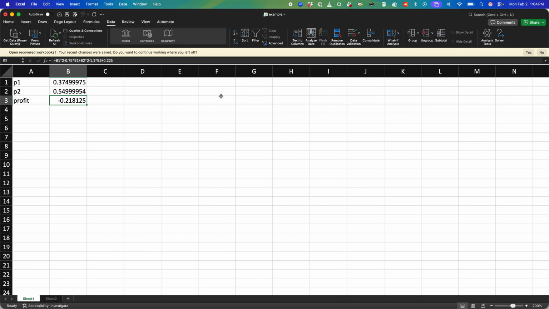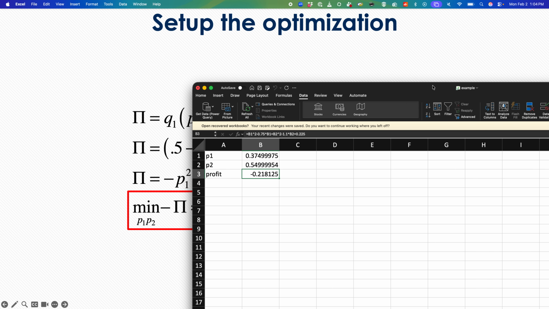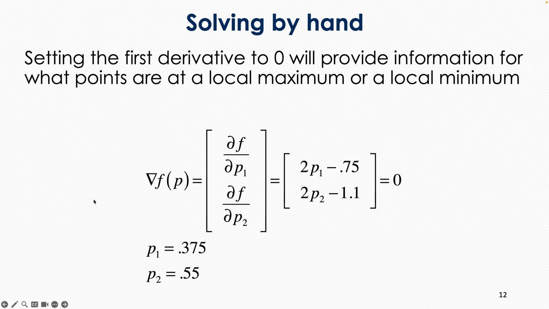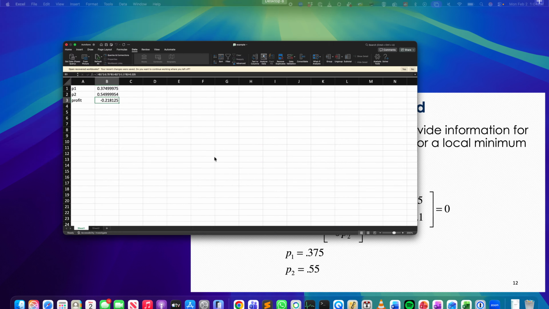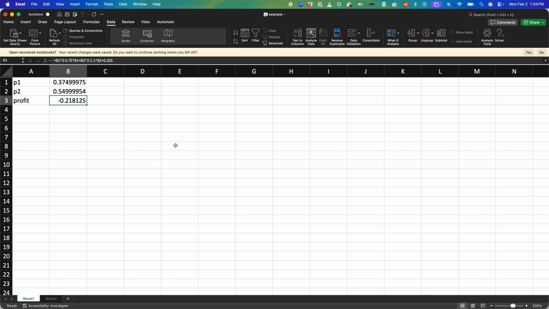If you remember, my answer was 0.375 and 0.55. And here our answer is 0.374999975 and 0.54999954, so 0.55 and 0.375. Why is my answer not exactly 0.375 and 0.55?